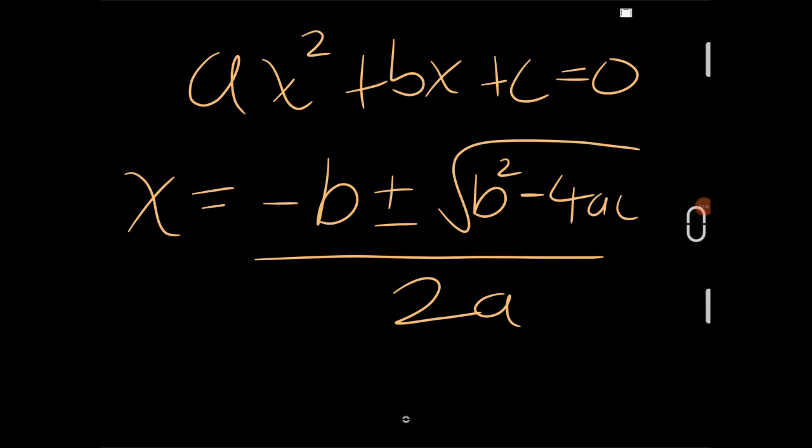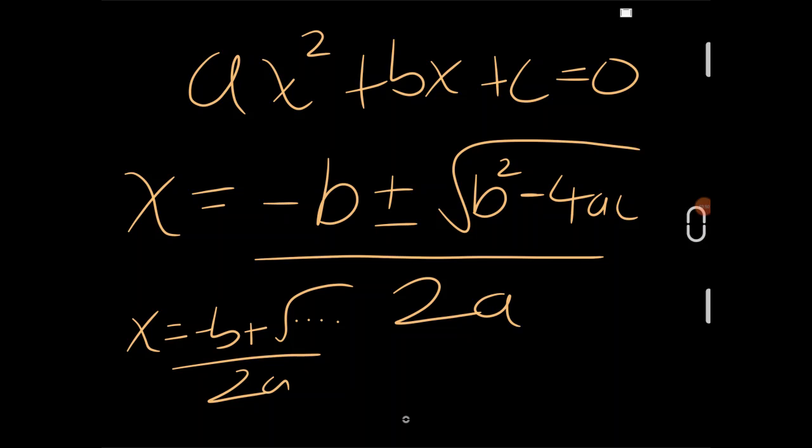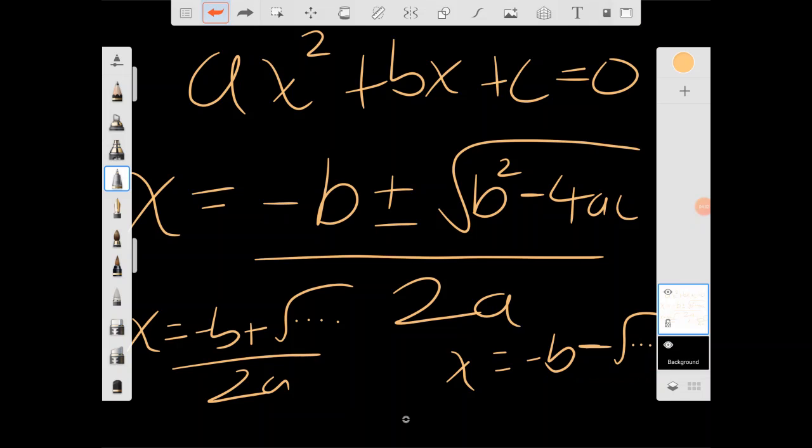So one root will be x is equal to minus b plus the thing under the root, divided by 2a, and another root will be x is equal to minus b minus what is under the root, divided by 2a. That is why, writing it together, I have written that plus and minus in one line.